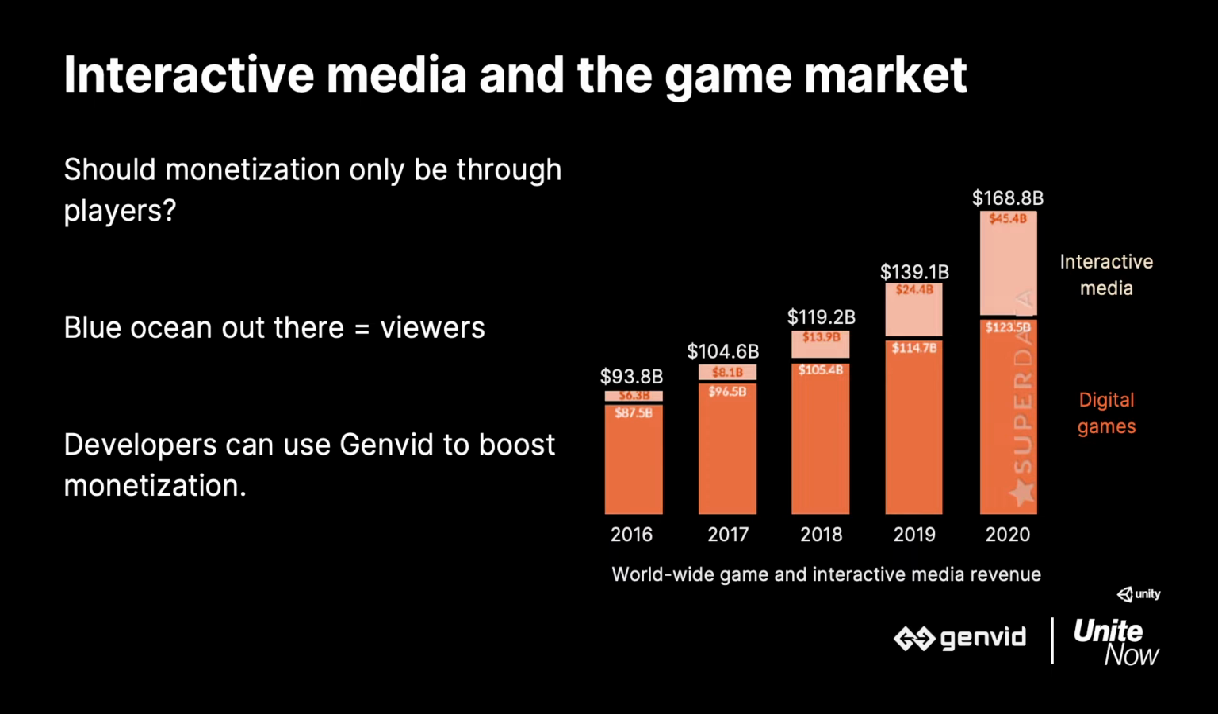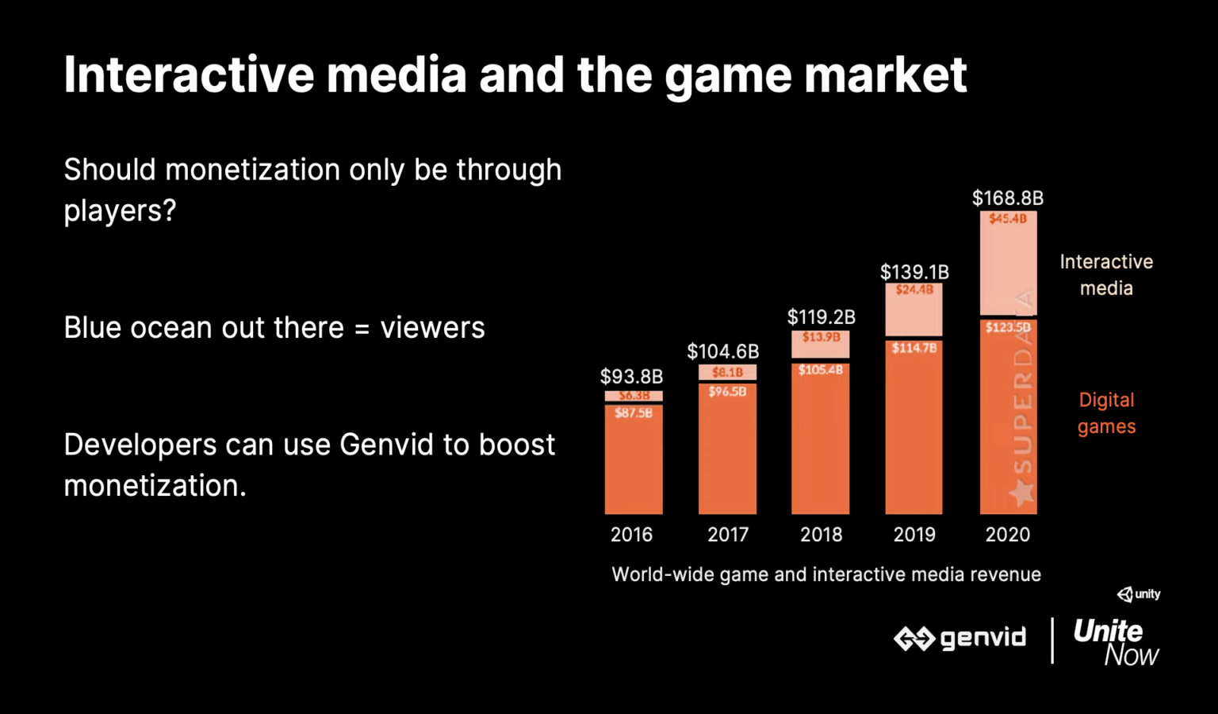These numbers are provided by SuperData. The orange part represents the game market, which is growing but fairly slowly. The pink part shows other interactive media and is obviously growing very fast. However, game developers didn't have a means to reach out directly to them before. So the only thing you could do with the streams was to use them as a marketing tool, hoping viewers watching the streams come to like the game and become players. With Genvid, for the first time, developers can now be part of both markets.